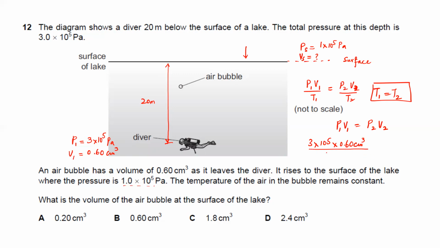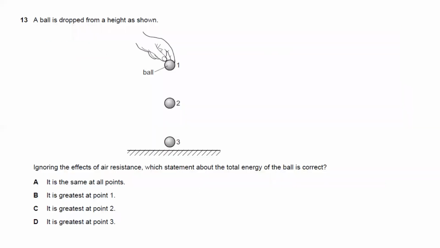So P2, or the pressure on the surface, is 1 into 10 to the power 5, and volume at surface is what we have to find. Using this formula, this cancels out with this, 3 into 0.6, volume at the surface will be 1.8 centimeter cube. So the answer will be C. Next question.